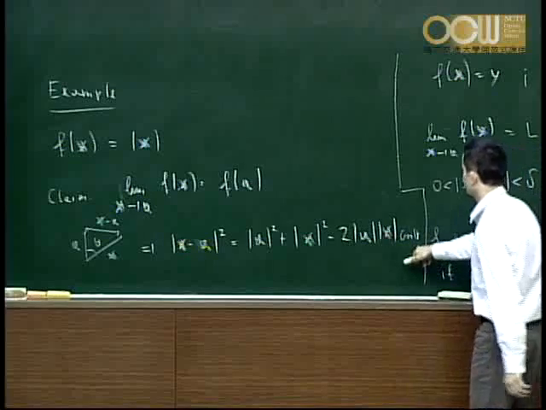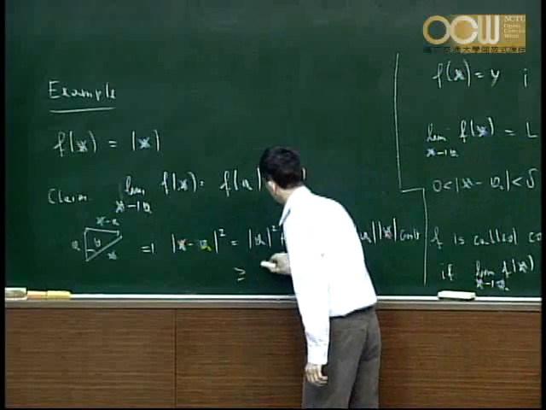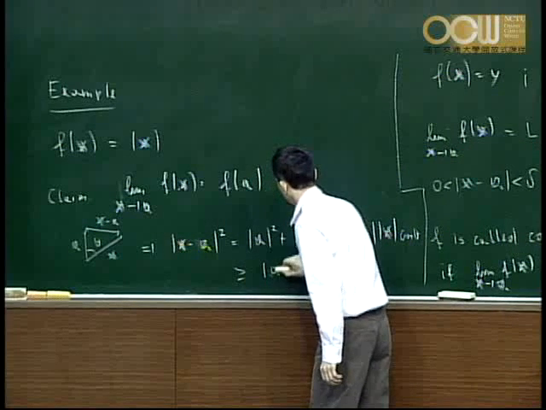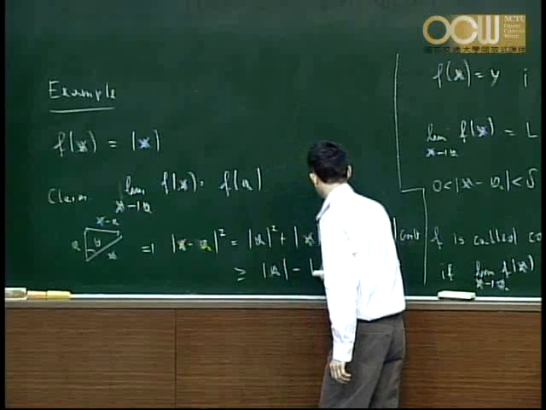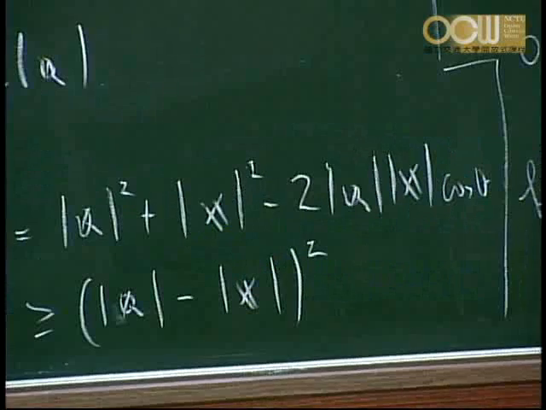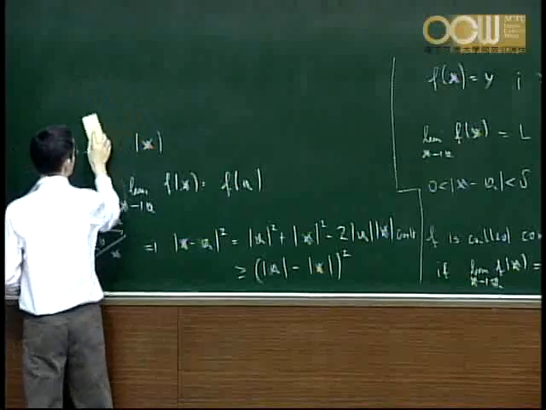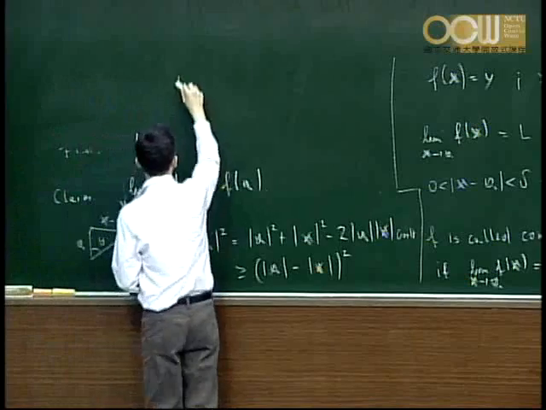But the cosine of theta is always smaller or equal to 1. So what you get is that this is larger or equal to the length of a minus the length of x, everything squared. So you get an inequality, or maybe I write this here.